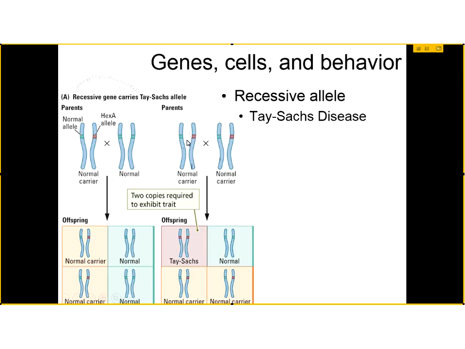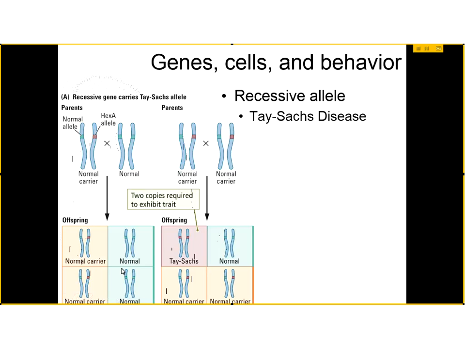This is different than if two people are normal carriers. If they have that allele, they're the carrier for the hex A allele, then what happens is that they have a 25% chance that their child will develop Tay-Sachs disease, where they'll have 25% that their child will be normal, and there's 50% chance that their child will be a carrier for that. Whereas if their child is from a normal individual and a normal carrier, they will not develop Tay-Sachs, but there's a 50% chance of becoming a normal carrier.